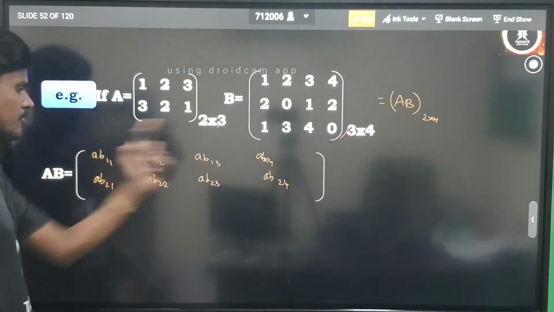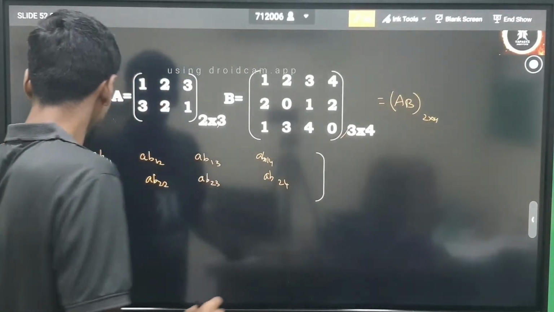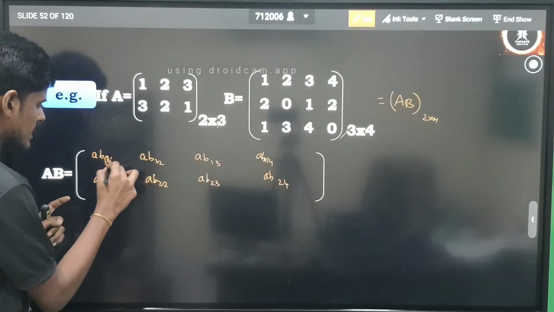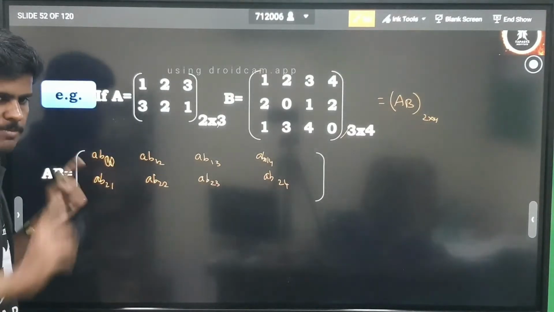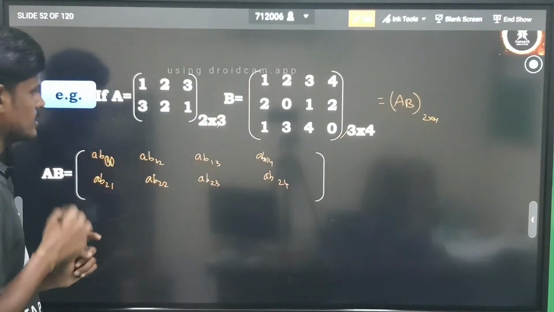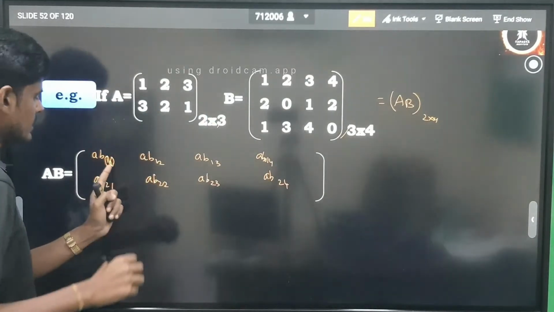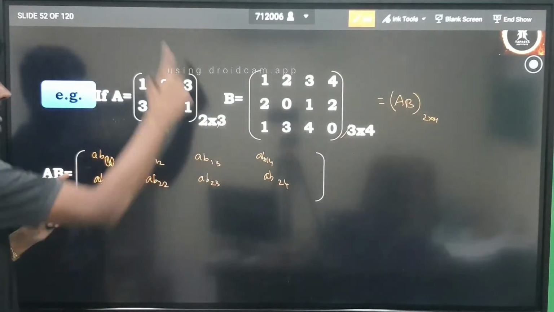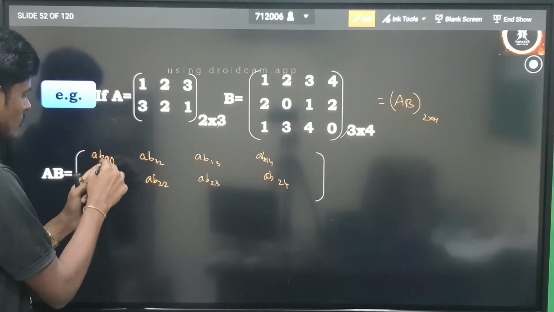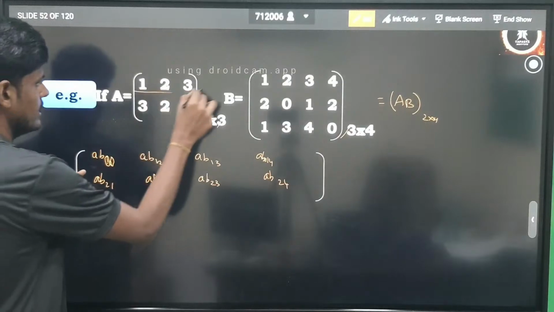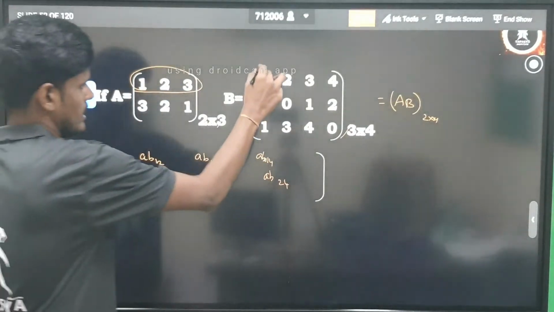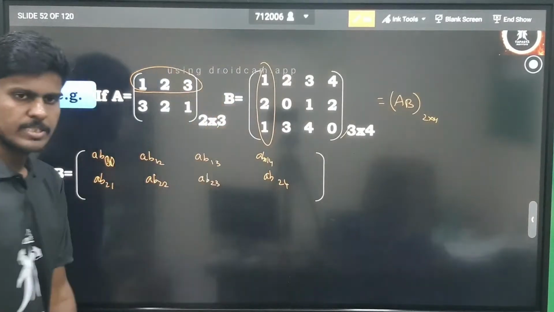AB24. Now how to find these elements? AB11, that means take this number first, 1 and 1. The first number represents the row number of the first matrix, and the second one represents the column number of the second matrix. That is, this is the first row, take this, and this one represents the column of the second matrix.